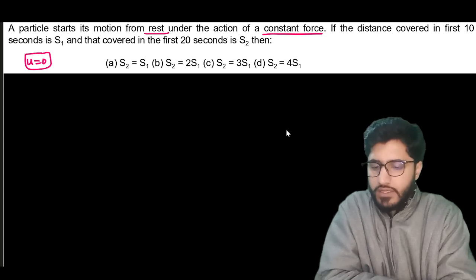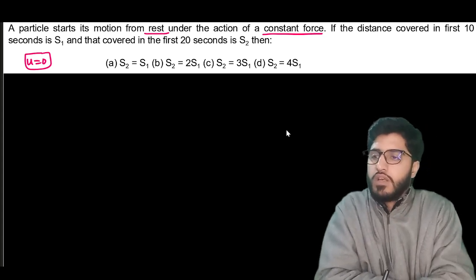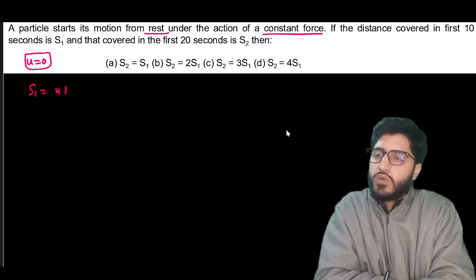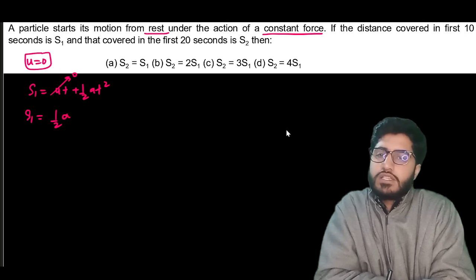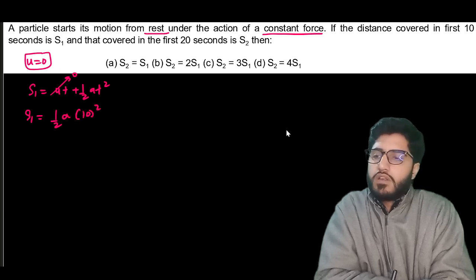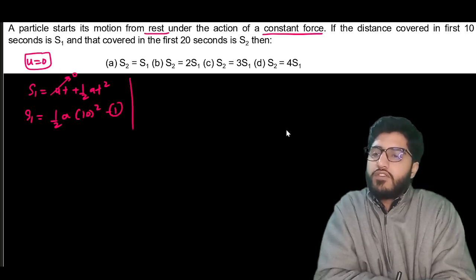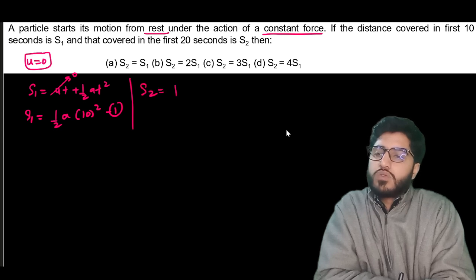Then how we can do it? Look now. What is S1? ut plus 1 half of at square. U is 0. So S1 came out to be 1 by 2 acceleration, that is a. What is t? So t is going to be 10 square. First equation. For the second one, similarly, I can write S2 equals to 1 by 2 a 20 square.